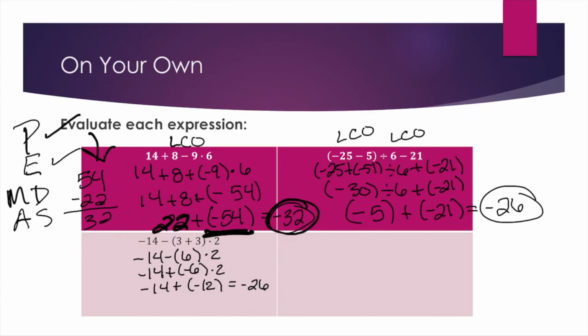Well, now it's much easier to LCO. So now I do negative 14, change the minus sign to a plus sign, and the opposite of 6 is negative 6 times 2. So now I have multiplying negative 6 times 2, which is negative 12. I have negative 14 plus negative 12. They're the same sign, so I add them and keep the sign. The answer here is negative 26.